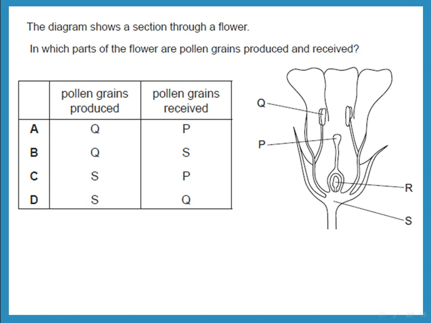The diagram shows a section through a flower in which parts of the flower are pollen grains produced and received. Which part of the flower will produce pollen grains? Remember, we said pollen grains are produced by the anther. Which of these is the anther? It's Q. So pollen grains are produced by Q, the anther. Now, when we have pollination, the pollen grains will go from the anther to what? They will go from the anther to the stigma. Now, where is the stigma? The stigma is P, so my answer is A.